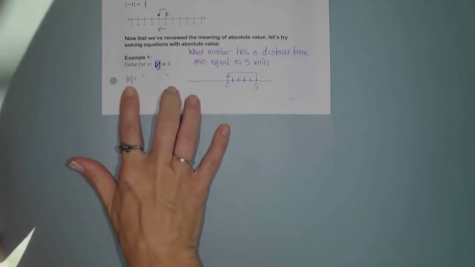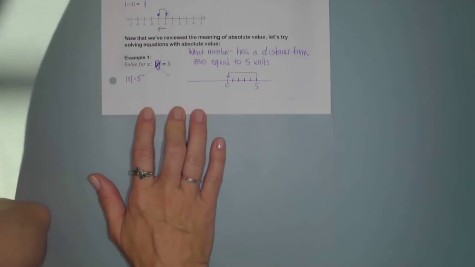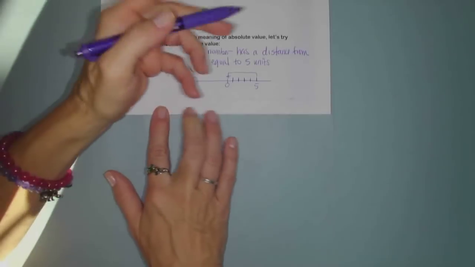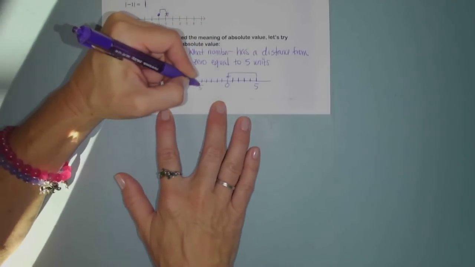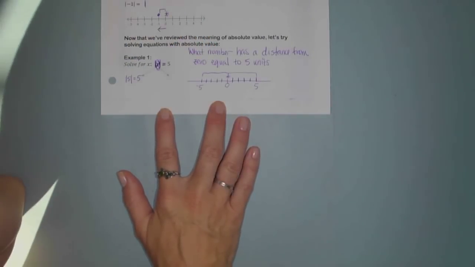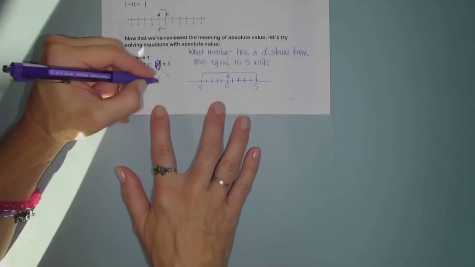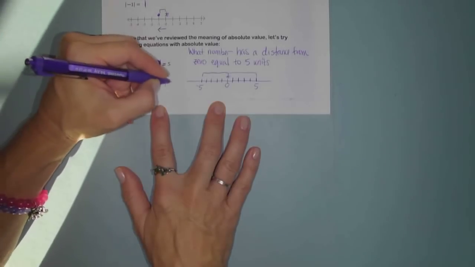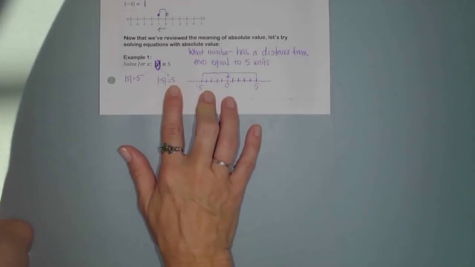The absolute value of 5, well, the number 5 is 5 away from 0 on the number line. Okay? But guess what? There's another number. If you go left 5 out here to negative 5, that also has a distance of 5 units away from 0 on the number line. So another number that could slide in here for X would be negative 5, because negative 5 is 5 away from 0 on the number line.